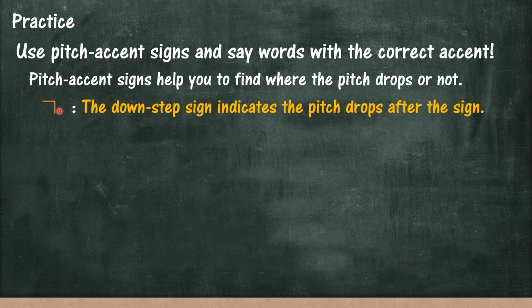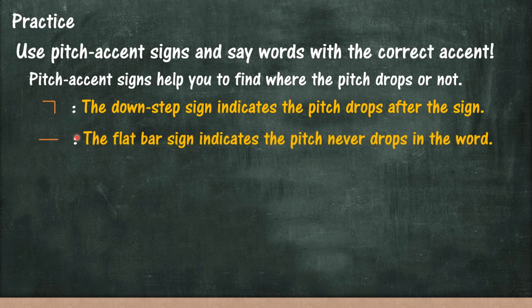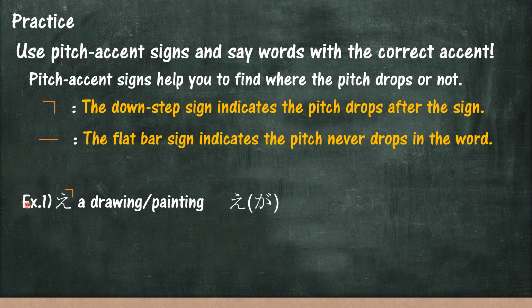This sign, the down step sign, indicates the pitch drops after the sign. And this flat bar sign indicates the pitch never drops in the word. So let's look at examples first. Example 1, a drawing, painting. Now stop the video and say the word and then check the answer.